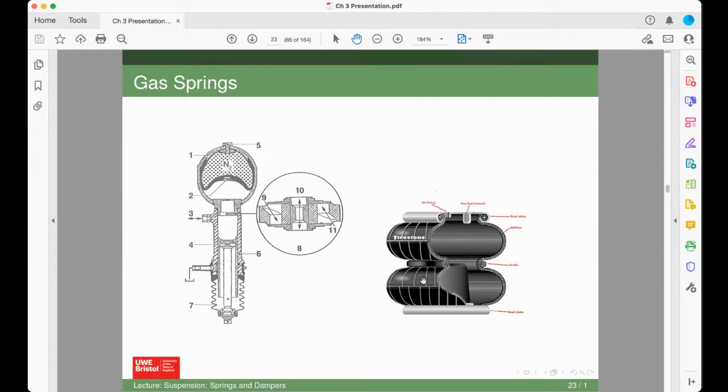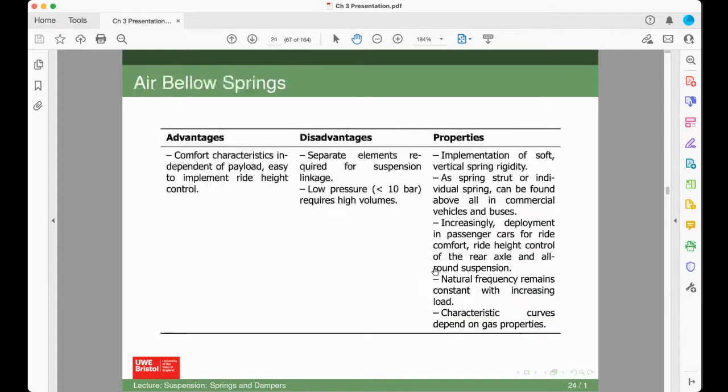This is a simple air bellow. It's just like a balloon basically. You've got air inside a rubber membrane. They've got to be quite a lot more robust, but basically it is like a balloon. So with air bellows, comfort is, as I mentioned, independent of payload, and obviously you've got the ride height adjustment there. They don't apply any support in other directions. So again, like a coil spring, you need additional linkages.